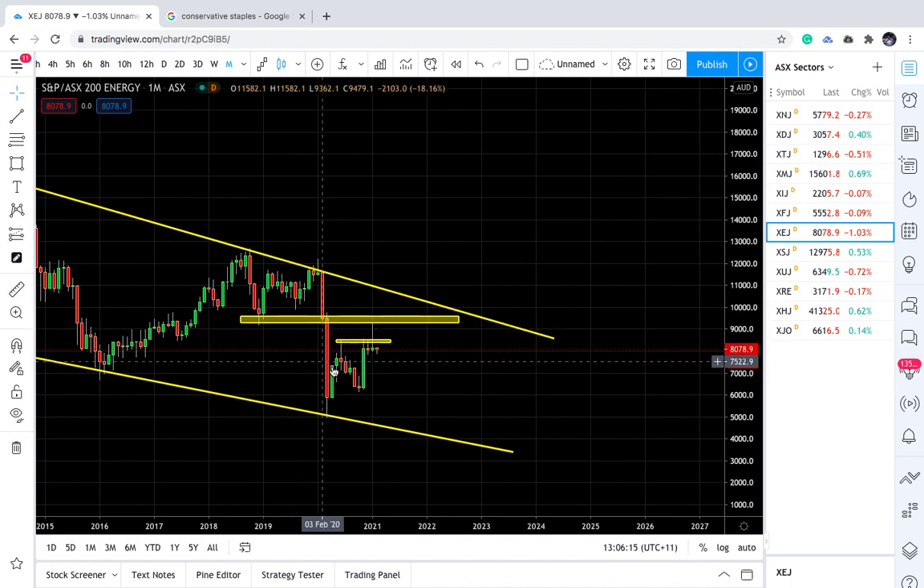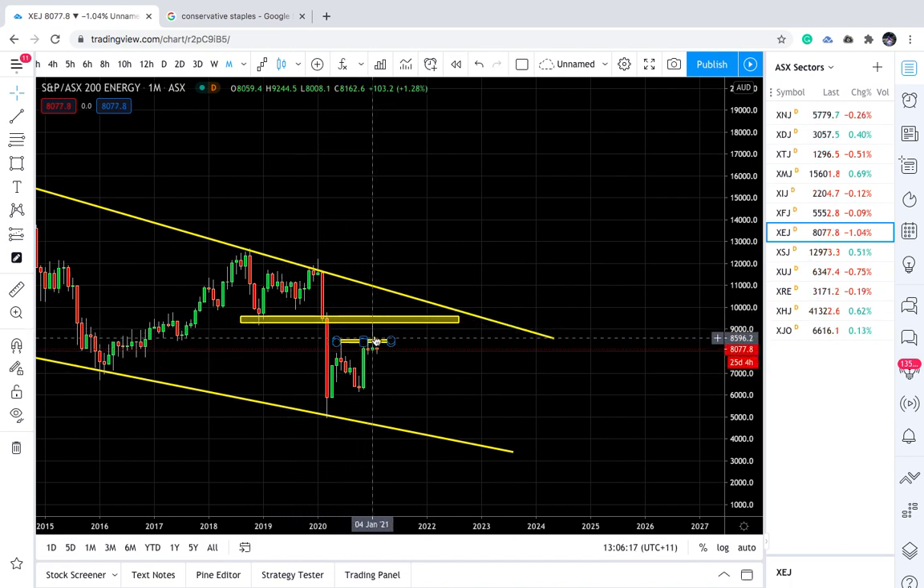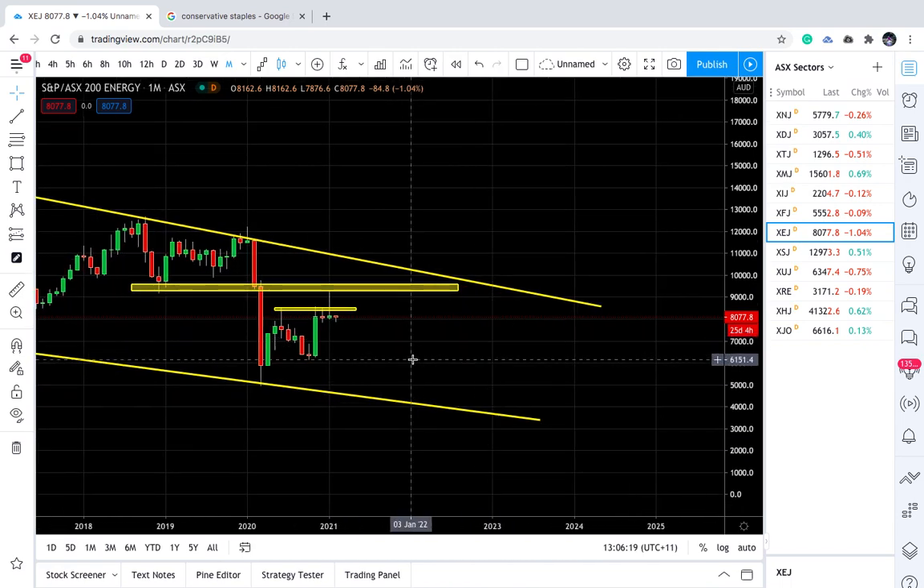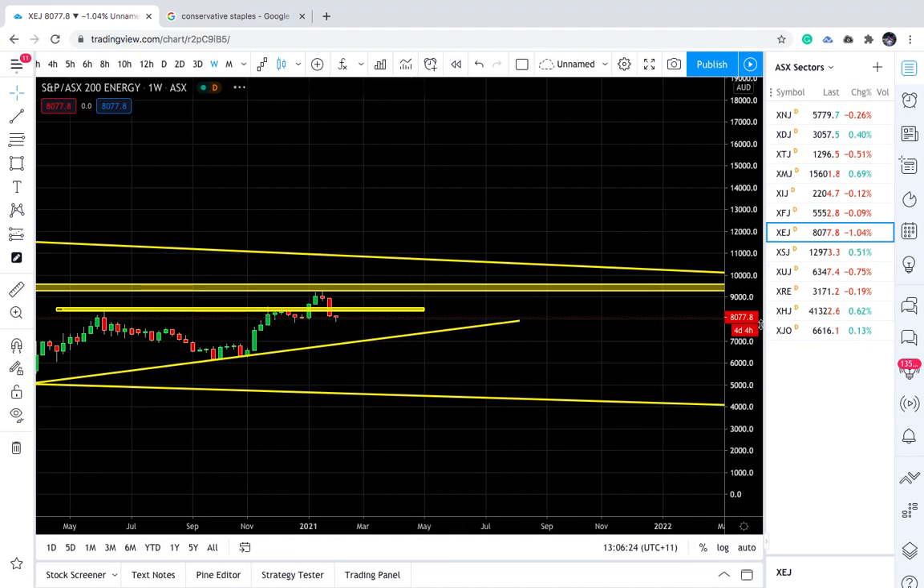It's acting as both now, and it touched. You see this long wick? This is a very long rejecting wick. It went all the way up and then down. So let's check the weekly and daily to see what's happening here.